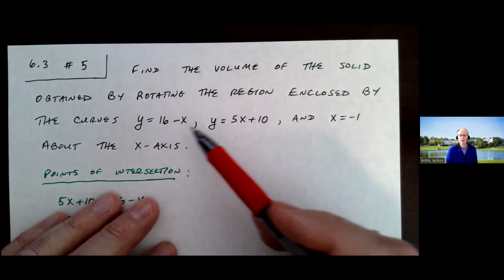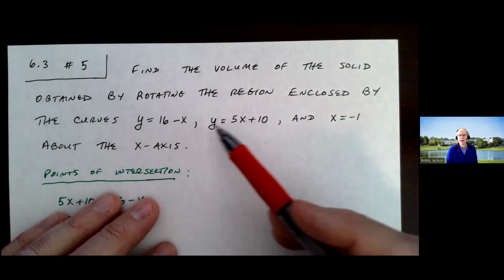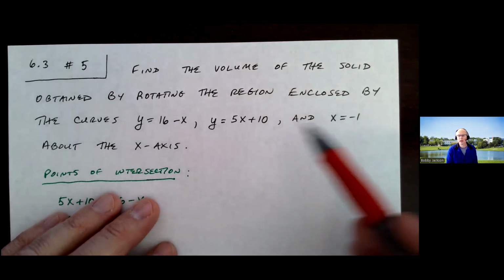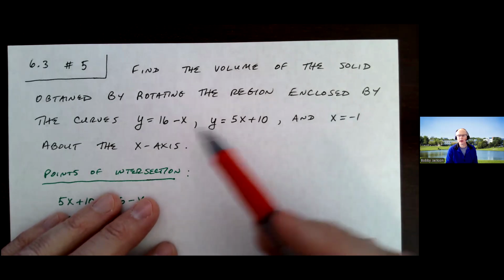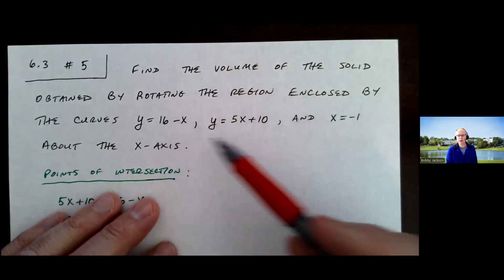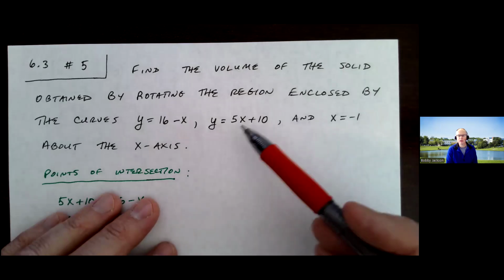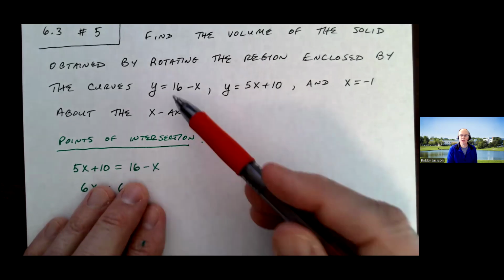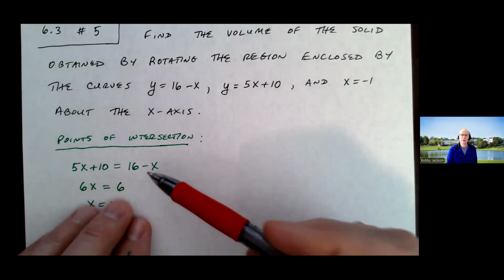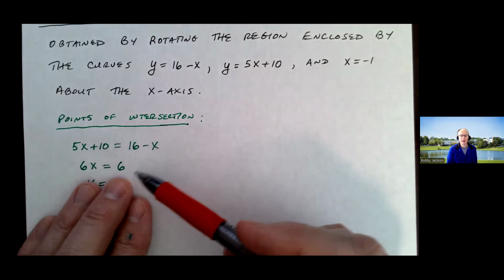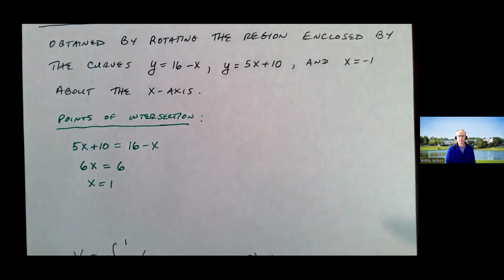First thing I want to do is, with these two lines, find out where they intersect. Obviously we know where they intersect with this line, right? Just plug in x equal -1 and I'll have the y coordinate for when these curves correspondingly intersect. But these two here will intersect right when their y coordinates are equal. So 5x plus 10 equals 16 minus x. Solve that equation. Just add x and subtract 10, and we see that x must be 1.